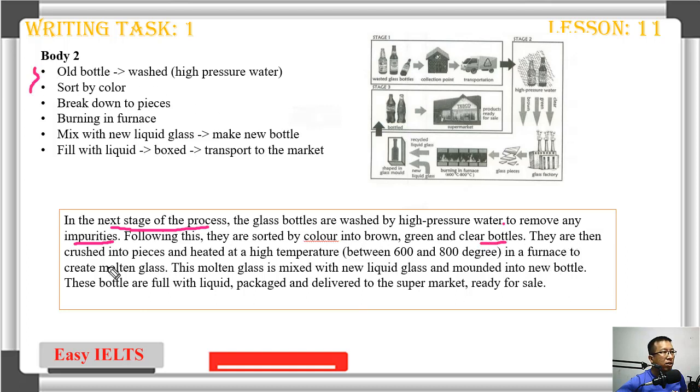Then they are crushed into pieces and heated at a high temperature in a furnace to create molten glass. Okay, crushed into pieces, burned. Then this molten glass is mixed with new liquid glass and molded into new bottles. Okay, after burning, mixed with new liquid glass and molded into bottles. Or you can say, make into new bottles.